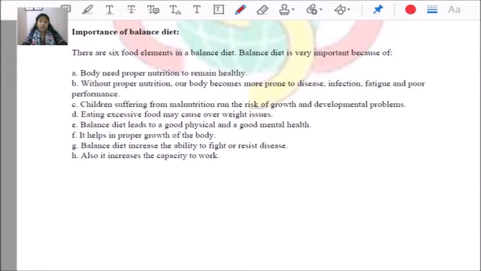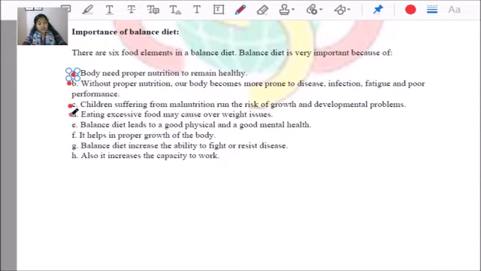Now we will discuss about the importance of balanced diet in our daily life. So in our lecture sheet we have some points. Let's have a look on these points. Number A, balanced diet is very important because our body needs proper nutrition to remain healthy. Number B, without proper nutrition, our body becomes more prone to disease, infection, fatigue, and poor performance.